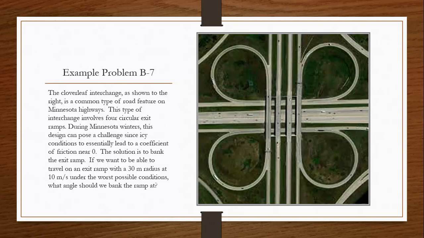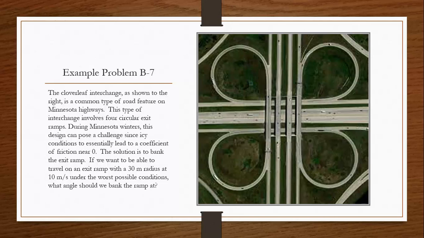This type of interchange involves some sort of circular exit ramp that connects one lane of traffic to another lane of traffic. This would be what we would call a full cloverleaf. There are 4 cloverleafs. You can have a half cloverleaf, which is kind of like one of the exits here in Faribault.